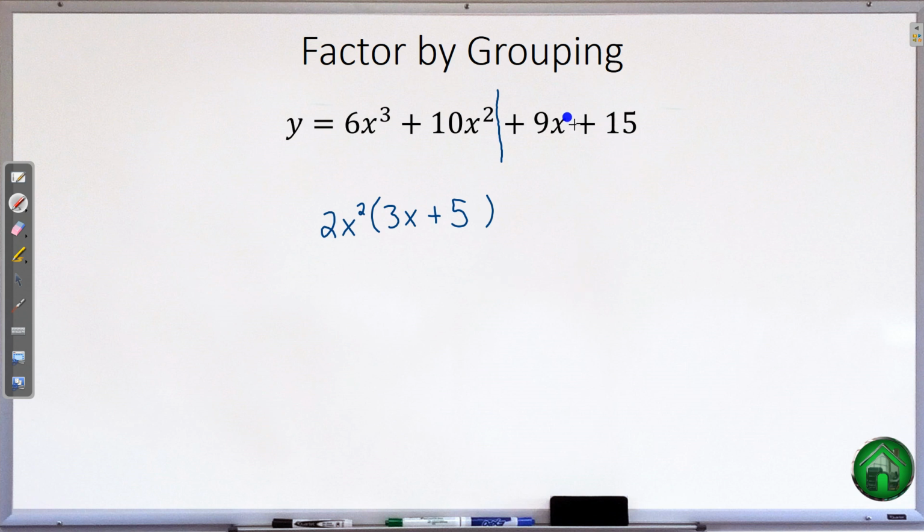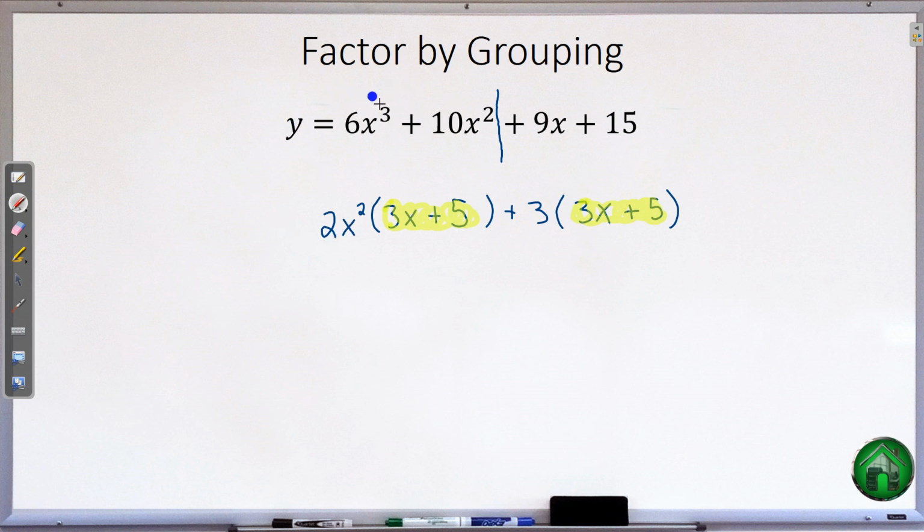Now I'm going to do the same thing to the other side. What does the 9x and the 15 have in common? It looks like they have a positive 3 in common. So what's left over? 3x plus 5. And here, there was a coincidence. This is the same as that. And that means we can keep going. If they weren't the same, then grouping failed. But in this case, it worked out, so we can continue factoring. Now this is the weird part.